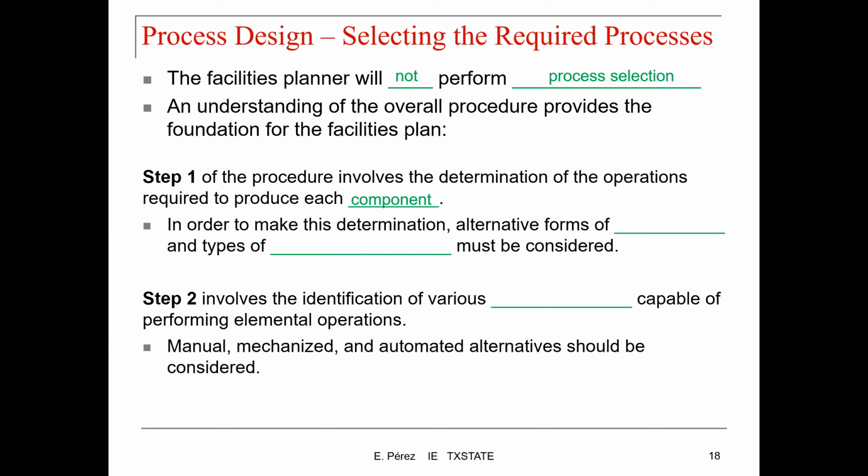So step one of the procedure involves the determination of the operation required to produce each component. In order to make this determination, alternative forms of raw materials and types of elemental operations must be considered. Step two involves the identification of various equipment types capable of performing elemental operations. So whether it's manual, mechanized, or automated alternatives, all of them should be considered.